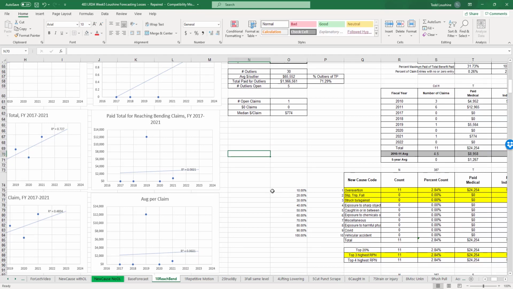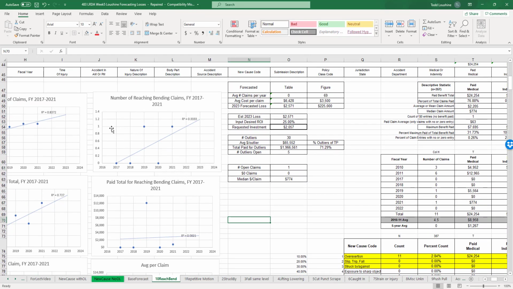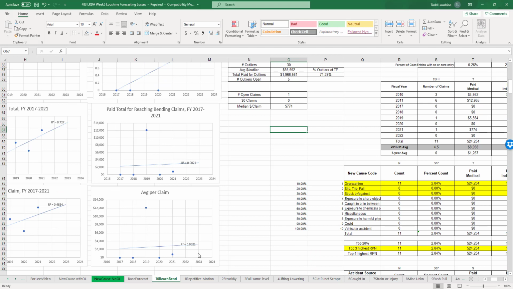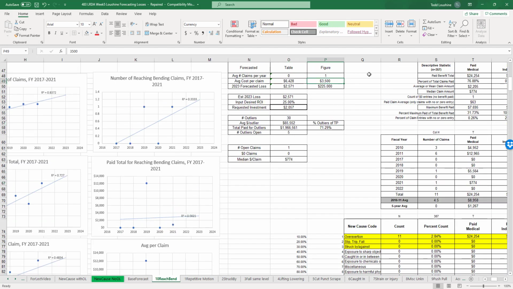All right. So as far as number of claims, I wouldn't go any more than 1. The table gives us a 5-year average of 0. Okay. Let's see. The average per claim is approximately 3,000, just eyeballing it. And the paid, let me just go 3,000 with that as well.